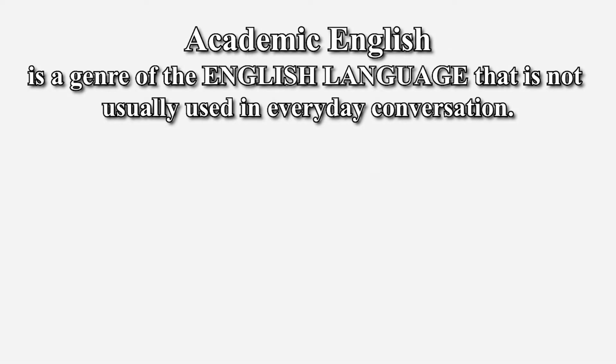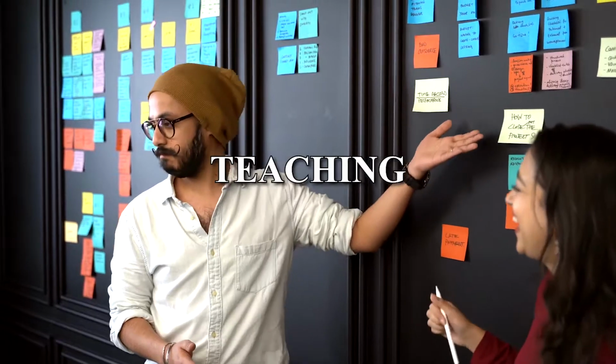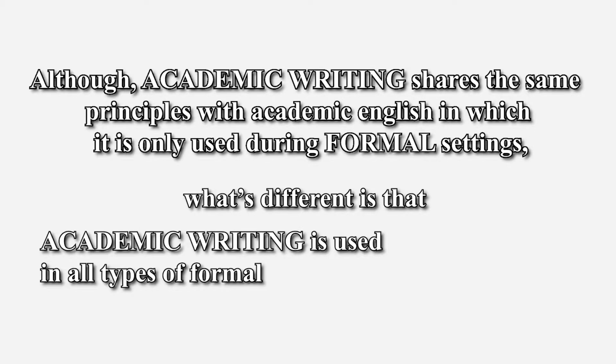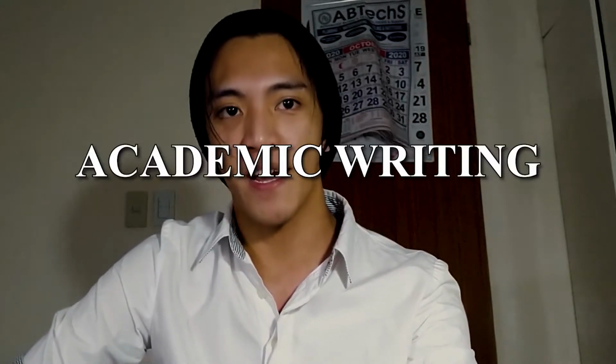Academic English is a genre of the English language that is not usually used in everyday conversation. It is always used in all kinds of formal settings, including, but not limited to, research, study, teaching, and in university. Although academic writing shares the same principles with academic English in which it is only used during formal settings, what's different is that academic writing is used in all types of formal writing. When academic English is expressed in the form of a medium of human communication that involves the representation of a language with symbols, also known as writing, it would then be called academic writing.